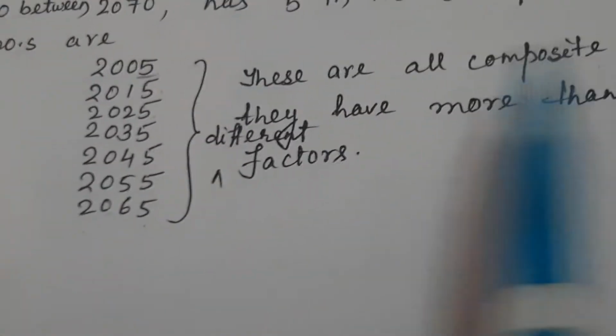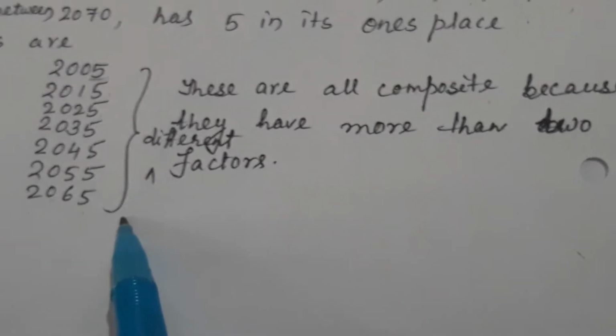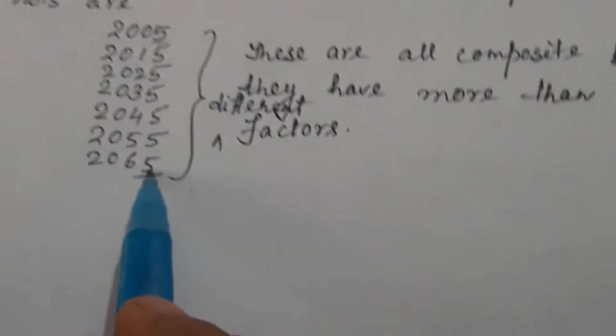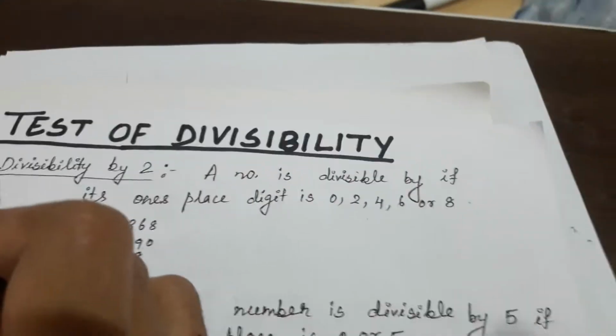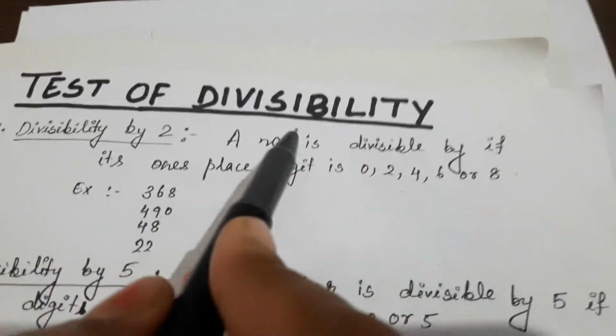Why? Because they have more than 2 different factors. You have to show that. Because it can be divided by 5, since the ones place digit is 5, the number has more than 2 factors. Now this is the test of divisibility.